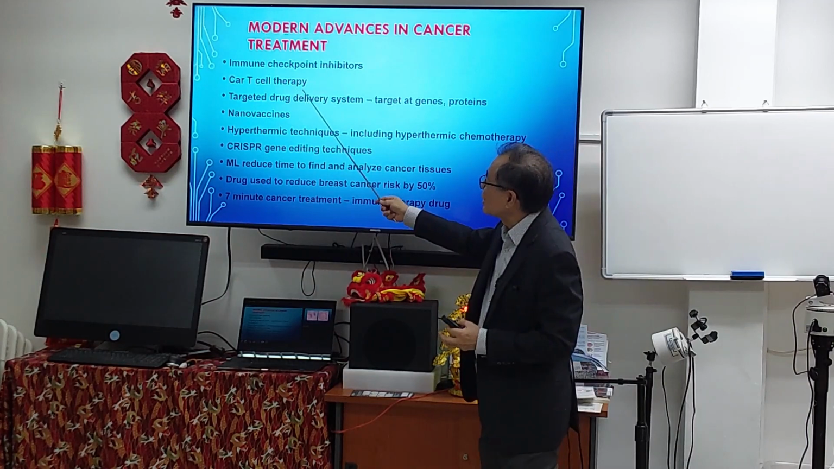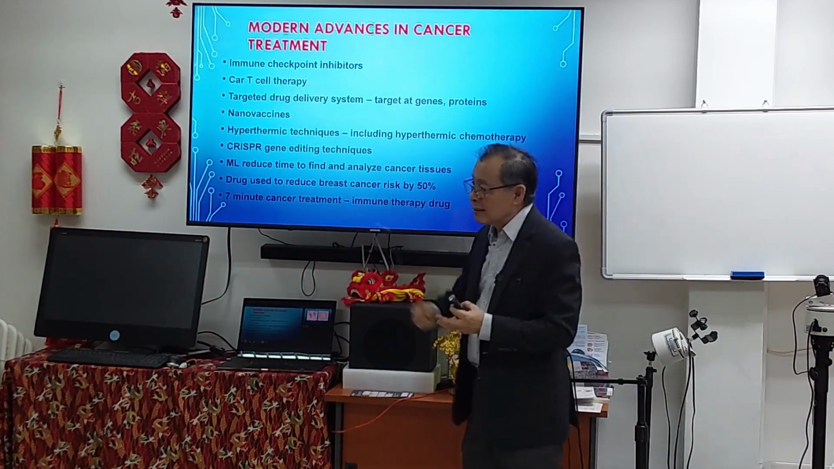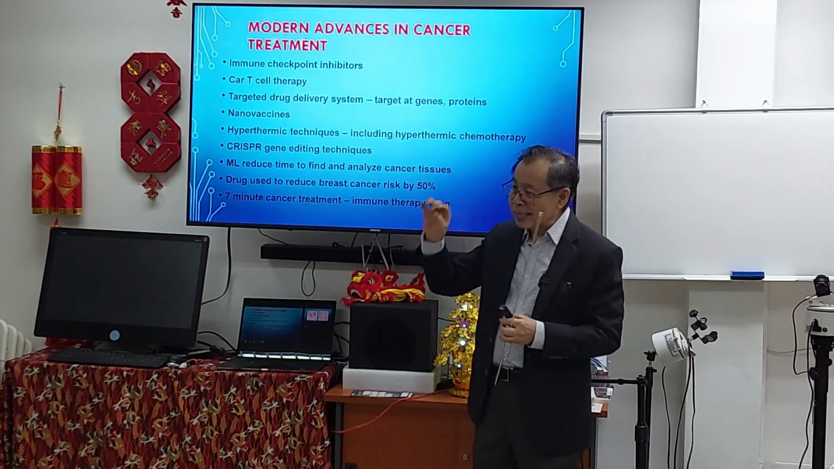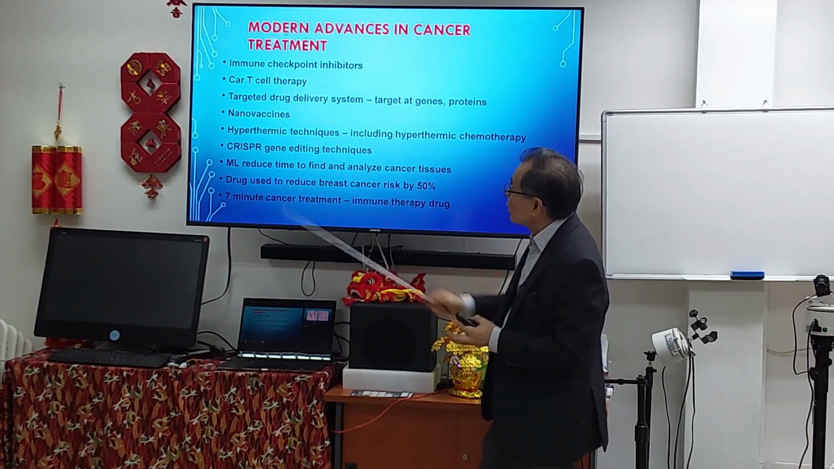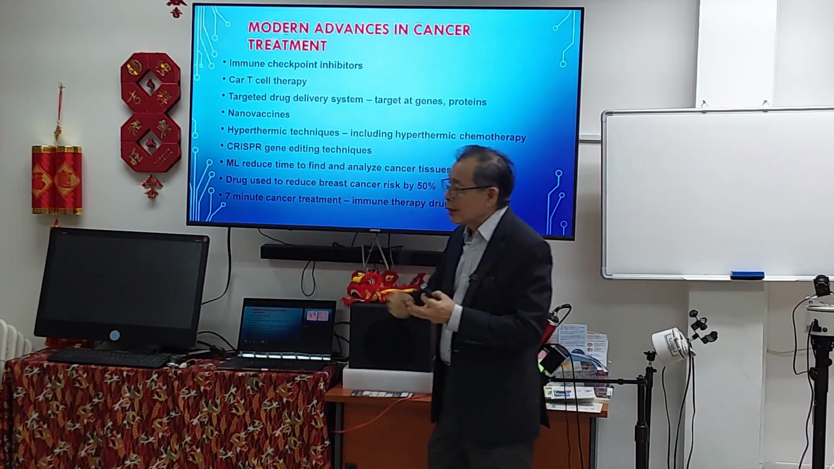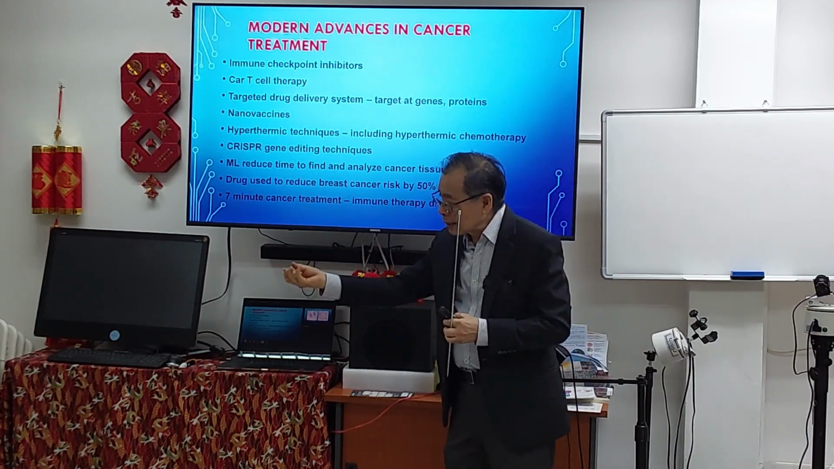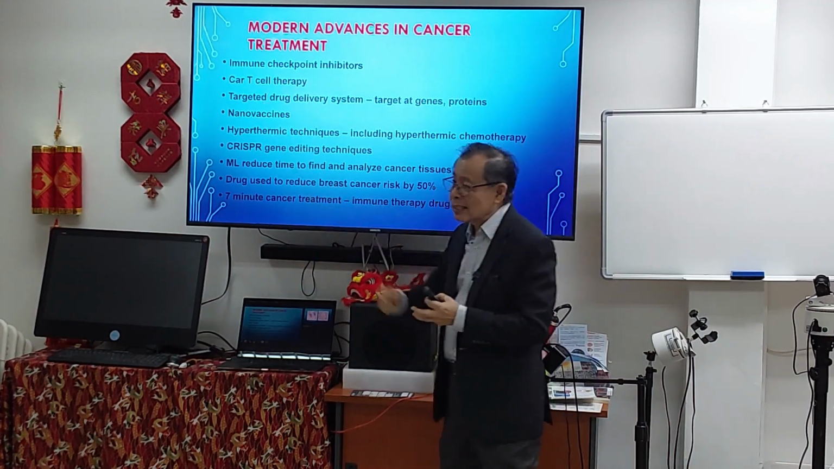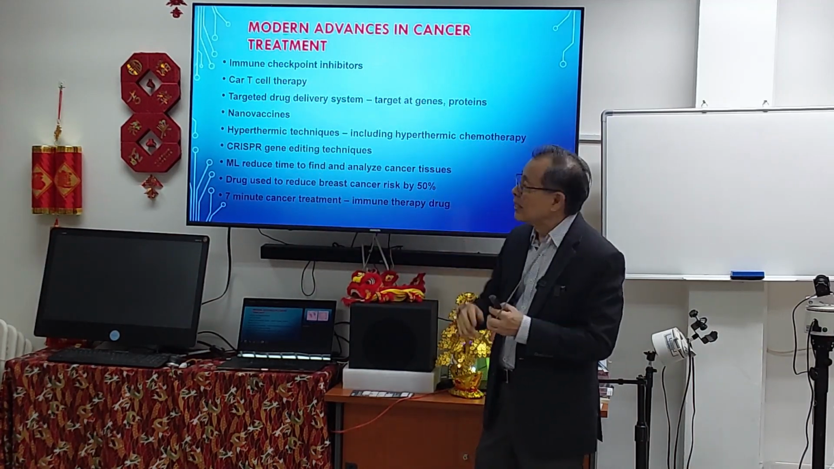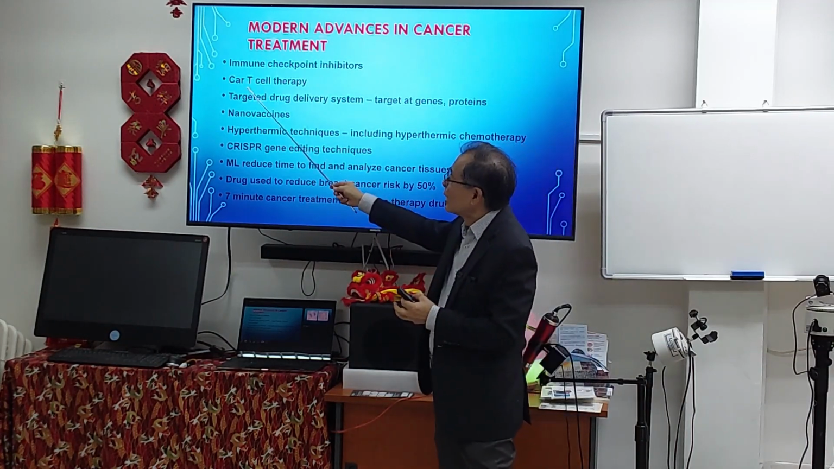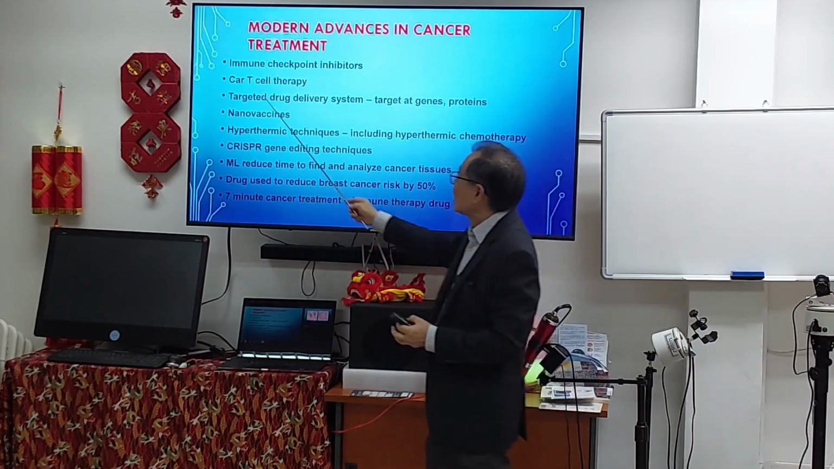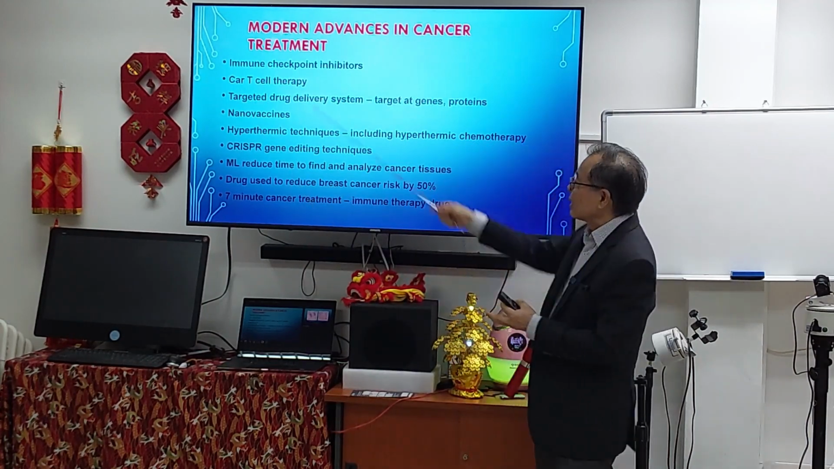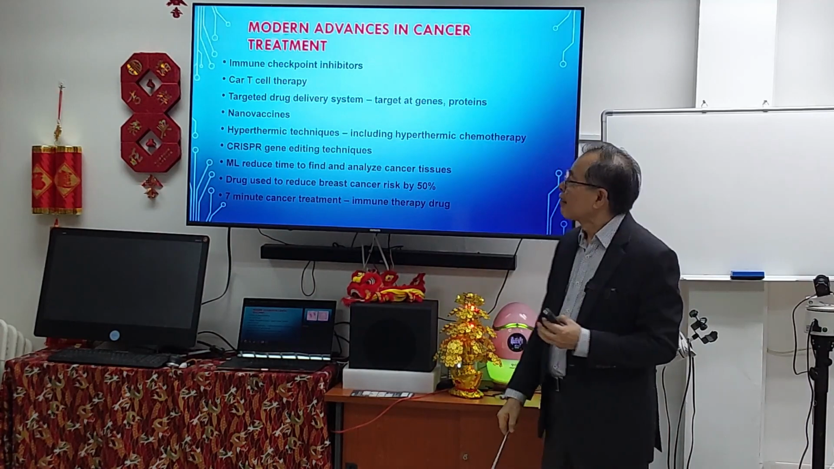Then CAR T cell therapy. T cell is your own white blood cell that can attack the cancer cell, but T cell needs to be activated. And how do we activate it? We take the blood, take out the T cell from the person, and then we combine it with a cancer antigen. So when you combine it, and then you infuse it back into the body, this thing will look for the cancer cell. And once it hits the cancer cell, the T cell can work immediately. Very potent.